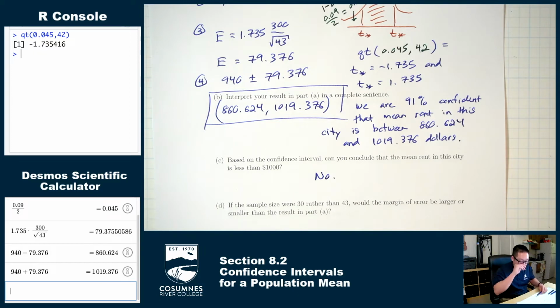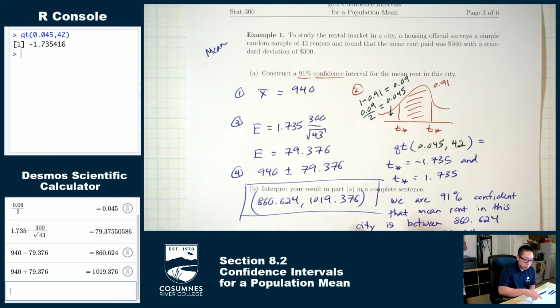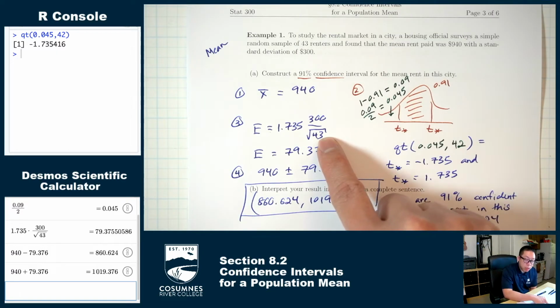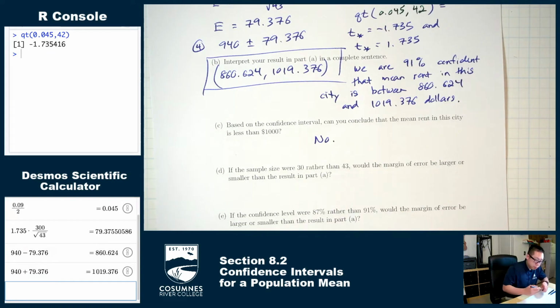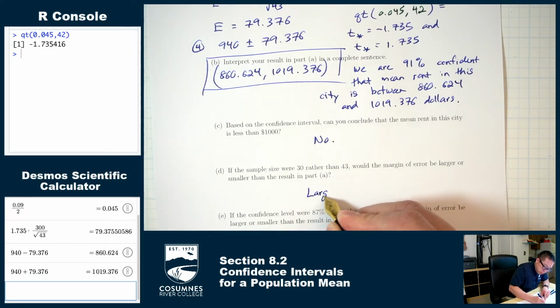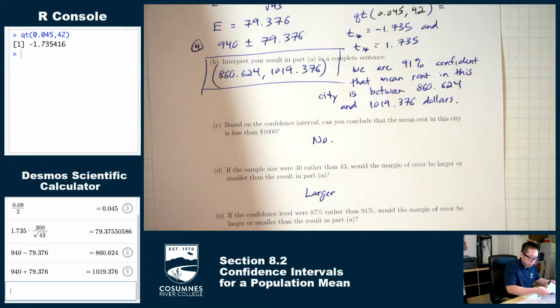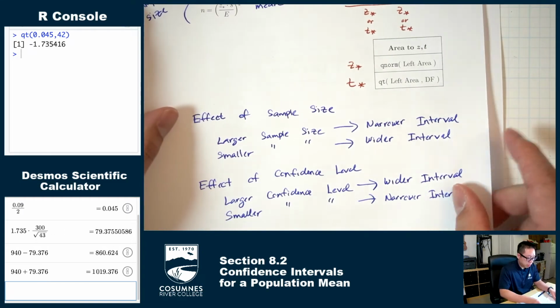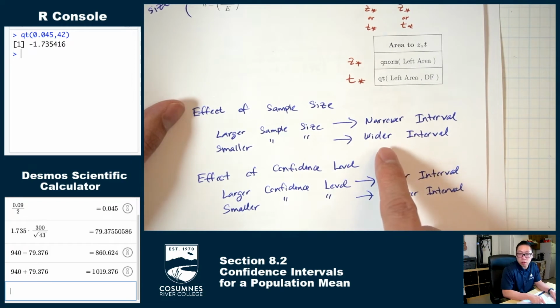Part D, if the sample size were 30 rather than 43, would the margin of error be larger or smaller? 30 will be a smaller sample size, right? So if you replace 43 with a 30, you're dividing by a smaller number, which means overall you'll get a bigger number, or a bigger margin of error. It'll be larger. And then if you need to, go back to our cheat sheet, right? 30 will be a smaller sample size. Smaller sample size will result in a wider interval. Wider interval means that the margin of error is larger.